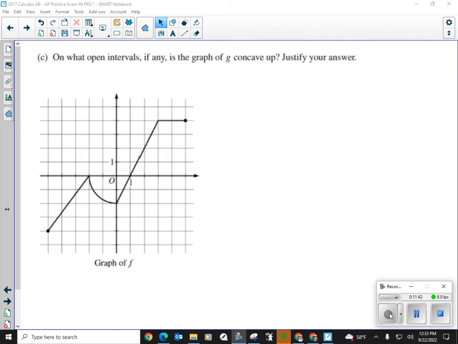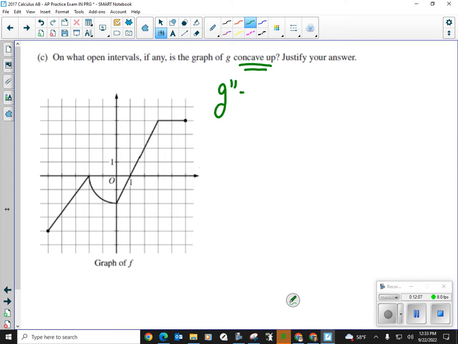3C. Notice I have a picture of the graph here because it's going to be nice to reference. On what open intervals, if any, is the graph of g concave up? Justify your answer, which means show your work. All right here, people. So concavity is the second derivative. If it's concave up, I want to see where the second derivative of g is positive.